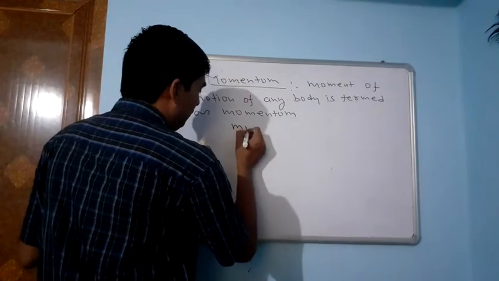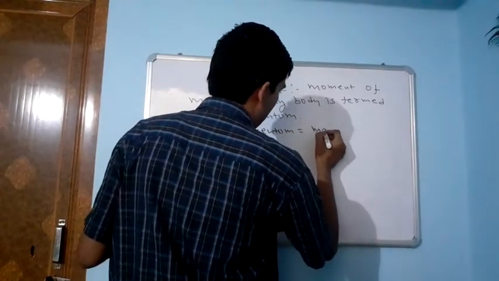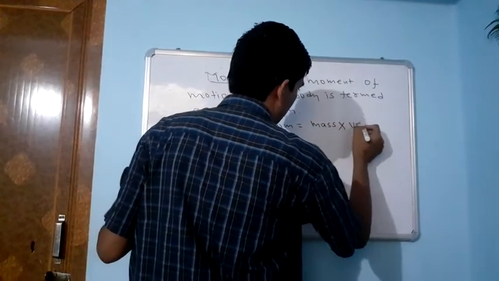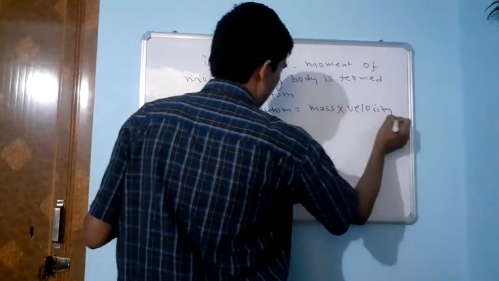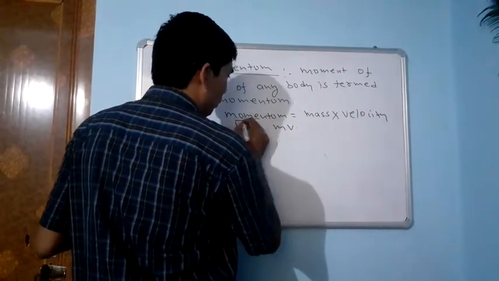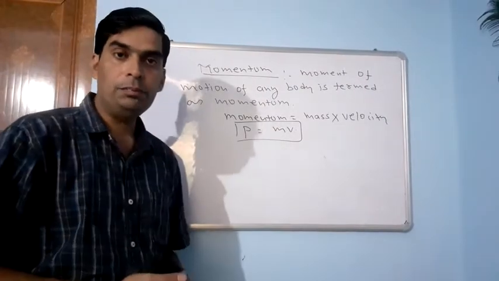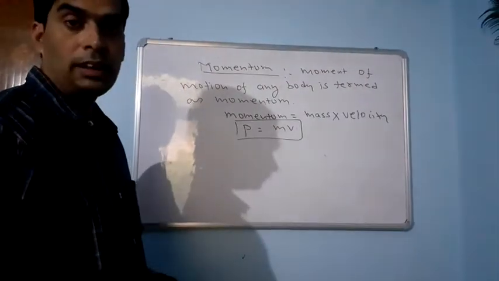Mathematically, momentum can be expressed as mass into velocity. Momentum is denoted by P and it is m into v. So momentum is the product of mass and velocity. We can define that.